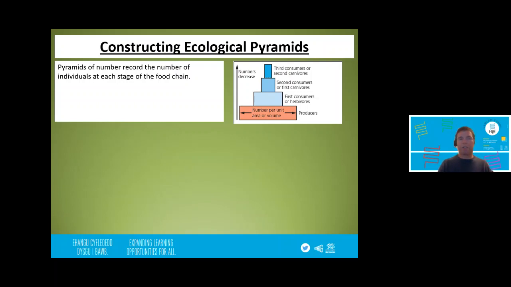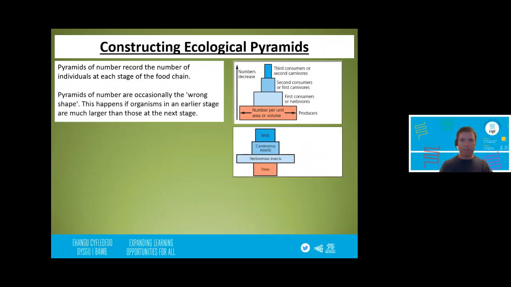Okay, so pyramids of number: what they show is the number of individuals at each stage in the food chain. The reason they are sometimes harder to draw is because they do not all conform to this classic pyramid shape. Sometimes you can have things that do not look like a pyramid, and this happens if you've got something like a tree as the producer at the bottom of the food chain. That's not uncommon. You just have to look out for that.